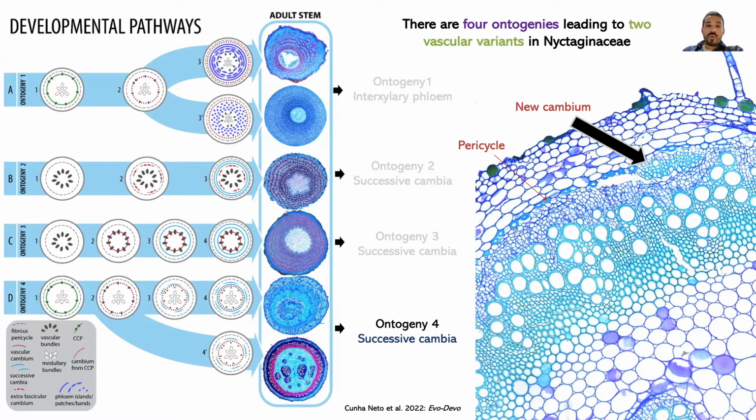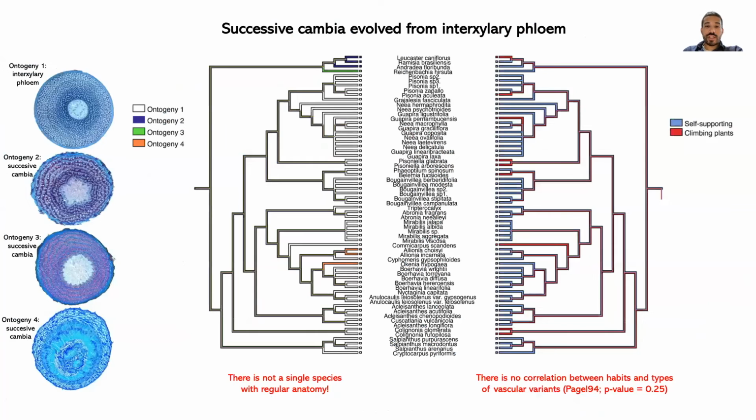Now that we know all the 4 ontogenies for Nyctaginaceae, we can look at how they evolved within the family. So our ancestral state reconstruction showed that ontogeny 1 is ancestral for the family. Ontogeny 2 and ontogeny 3 evolved each once in the tribe Leucastereae that we see in the top, while ontogeny 4 evolved twice in herbs of tribe Nyctaginaceae.